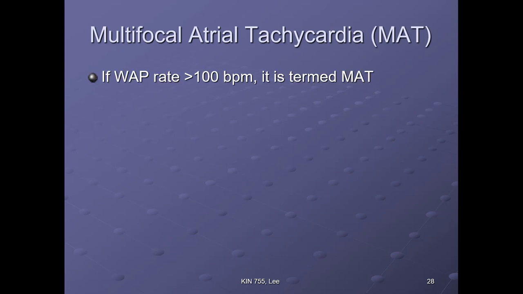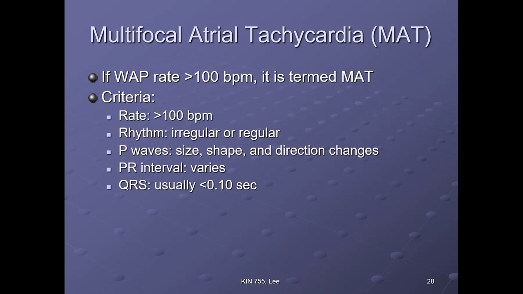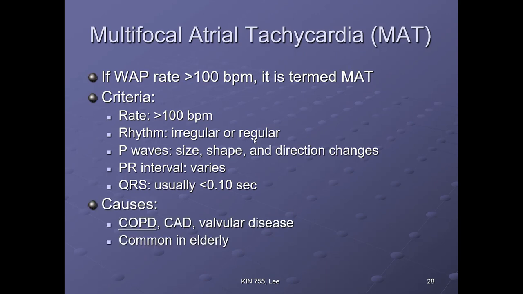All right, something really similar that just has a different name due to the rate. Multifocal atrial tachycardia is basically if you have wandering atrial pacemaker, but the rate is elevated. If the rate is over 100, we now call it multifocal atrial tachycardia. Everything we just said is true, but the thing that differentiates wandering atrial pacemaker from multifocal atrial tachycardia is just the rate. That's it. The causes are similar, heart disease. In this case, multifocal atrial tachycardia is more so caused by pulmonary disease as opposed to strictly cardiovascular disease, and that's why I underline this.